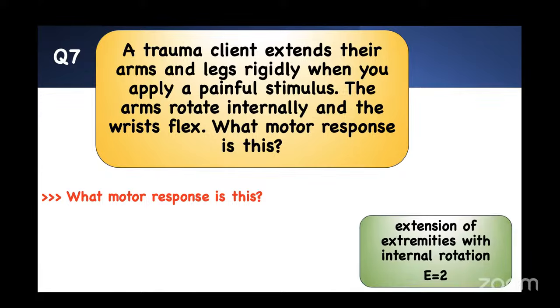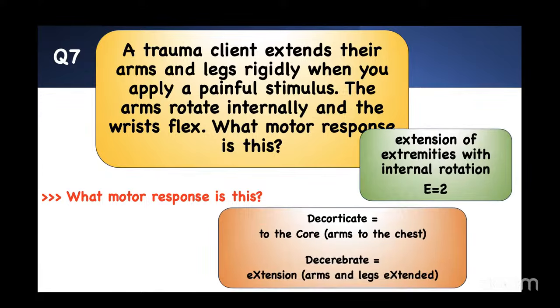This is the strategy. Decortication, the COT is the core, so your arm goes to your chest. Decortication means you're flexing. The C inside means the core of your body, and that gets 3. And then the other one, decerebration, the E is the extension. You get 2. So use this mnemonic strategy to know the difference between extension, which means decerebration, and flexion of the arm to the chest, which is decortication.